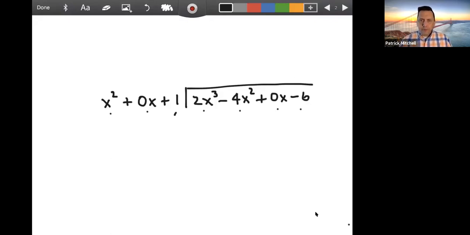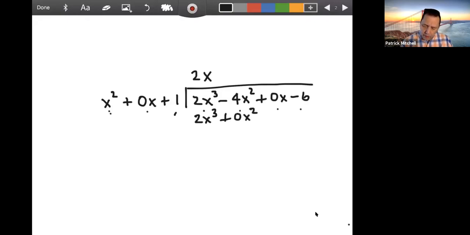All right, so hopefully you've had a chance to try that. I'll do this one just a little faster. All right, so first step is x squared into 2x cubed. 2x cubed divided by x squared goes 2x. Now multiply. 2x times x squared is 2x cubed. 2x times 0x, I'm going to write that as 0x squared.